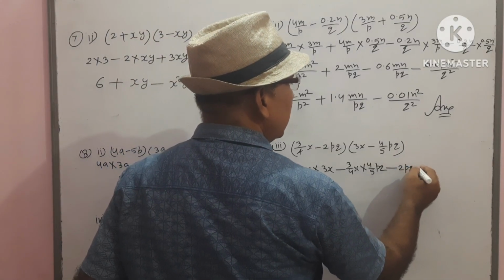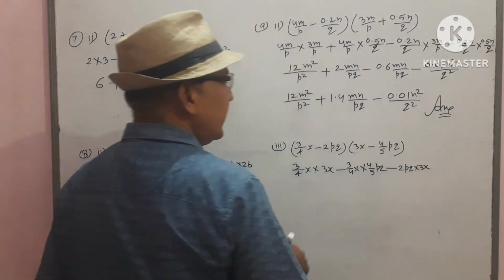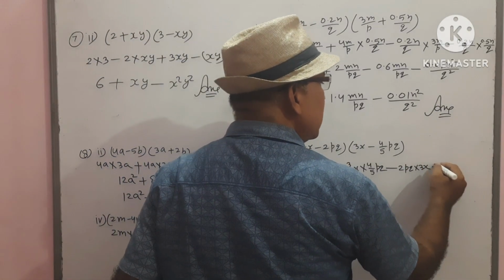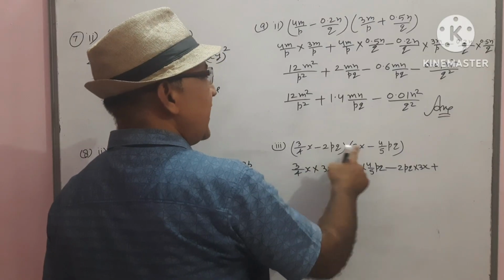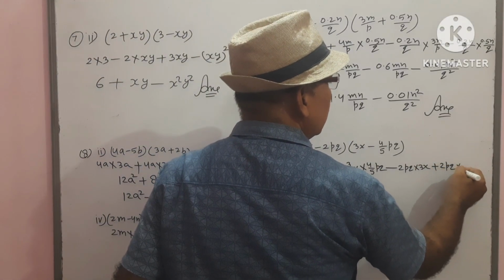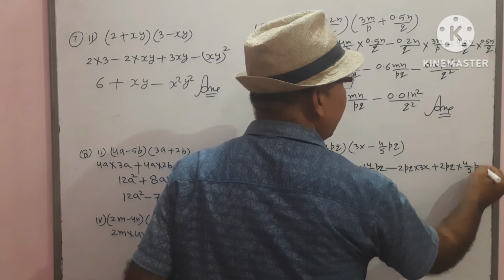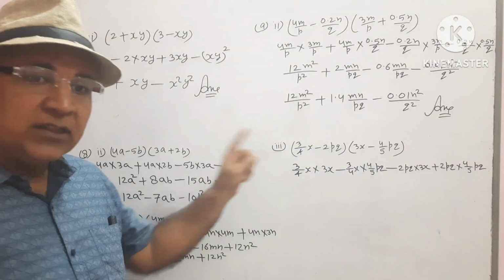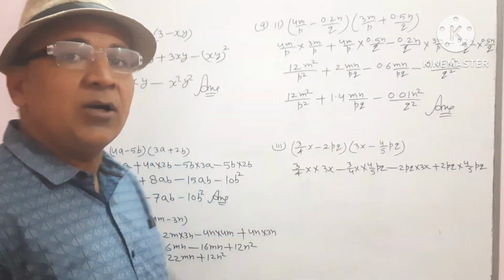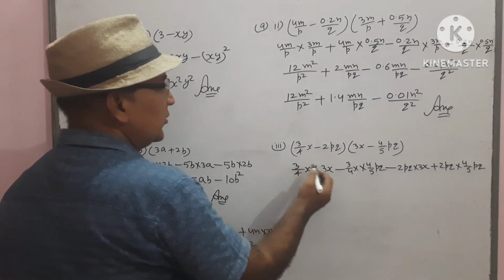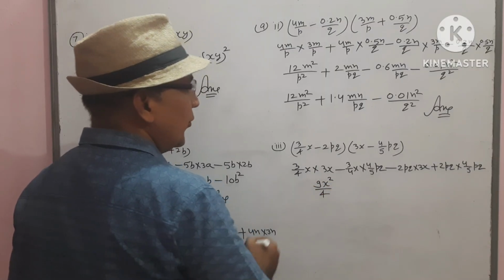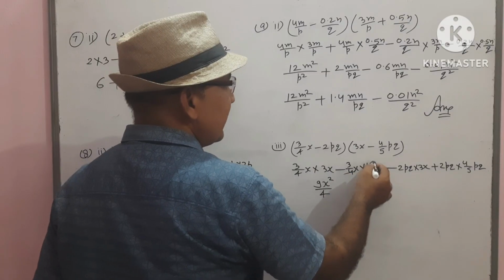Then 2pq into 3x. Now minus 2pq is multiplied with minus 4 by 5. So it will become plus, because minus into minus becomes plus. Then 2pq into 4 by 5pq. With numbers we have to multiply the sign also. So be very alert about the sign. Now 3 into 3, 9, x into x square upon 4. Here 4 is dividing 4.